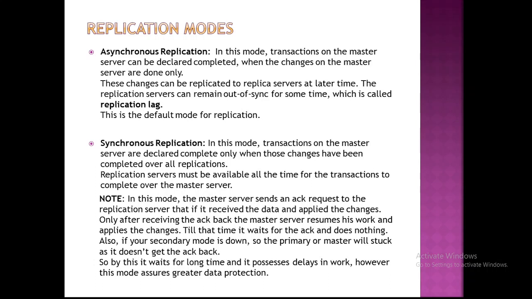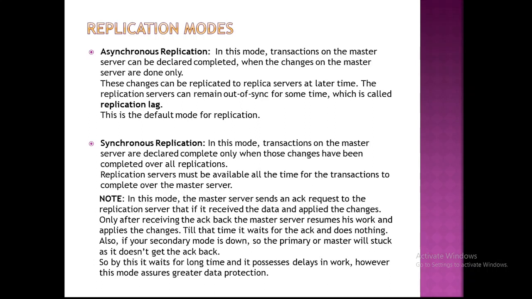The replication server can remain out of sync for some time, like if your WAL files are not copied to the archive location. We will be discussing this in detail in our later videos. So if your WAL files are not copied to the archive location of the slave server at this point of time, your slave can be out of sync. You can call that a replication lag.